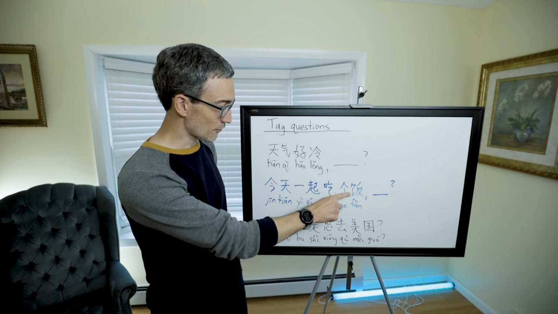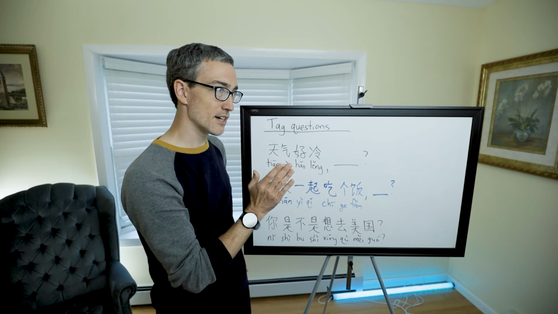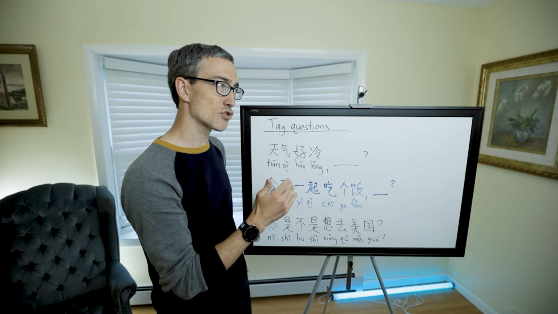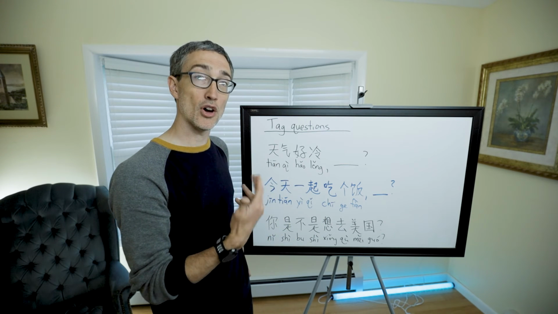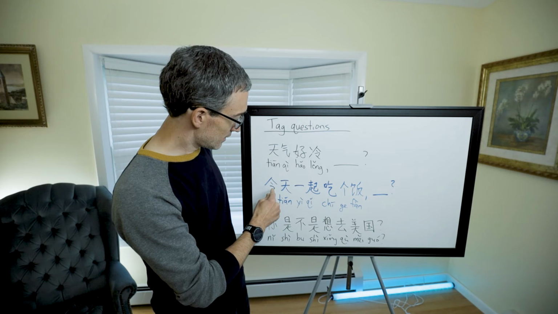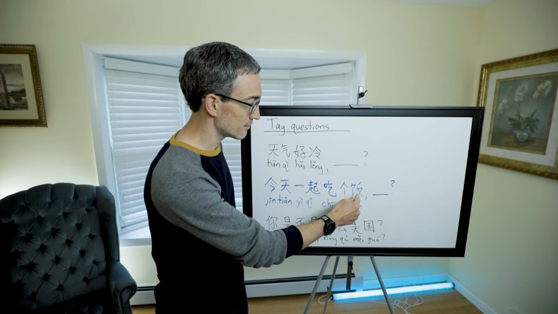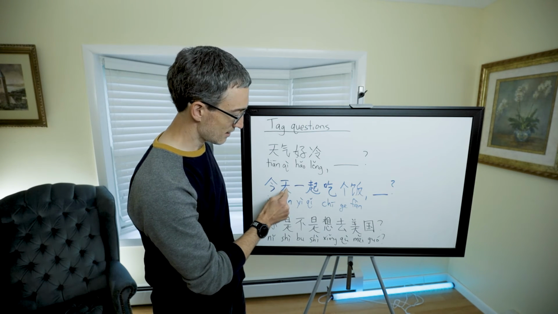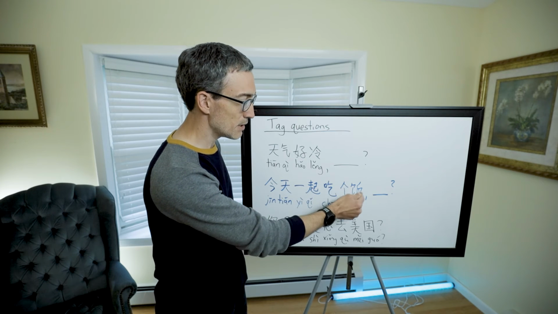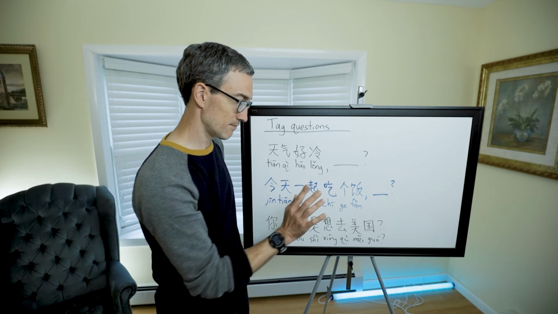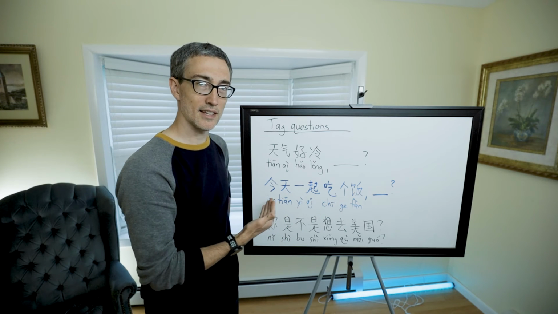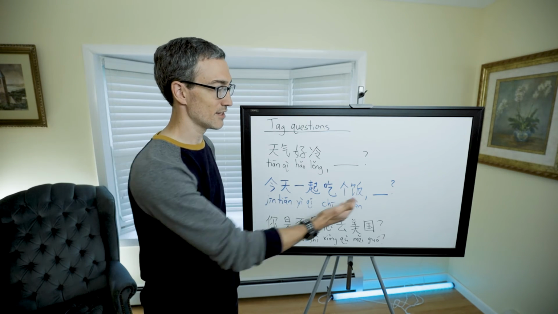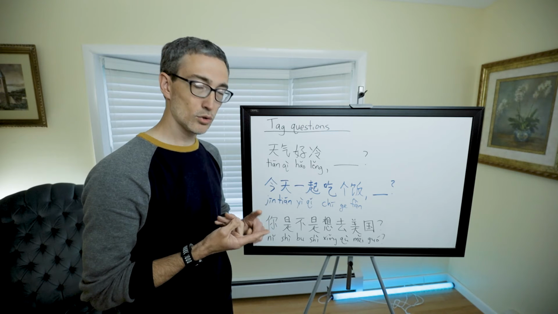So this one is a different kind. It's not going to be talking about the truthfulness of the statement. It's going to be talking about the okayness of the statement. 今天一起吃个饭. So that means today, together, eat a meal. By the way, this means let's eat together today at some point, and then it would be something like 对吗?